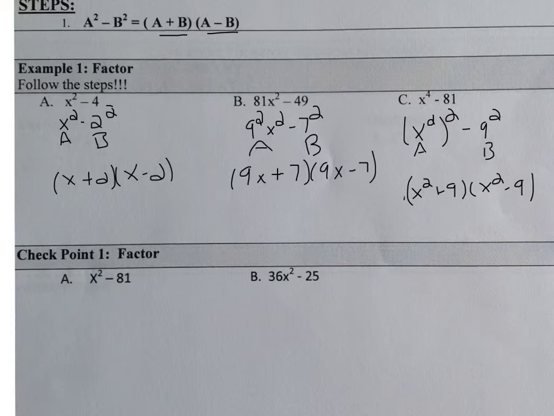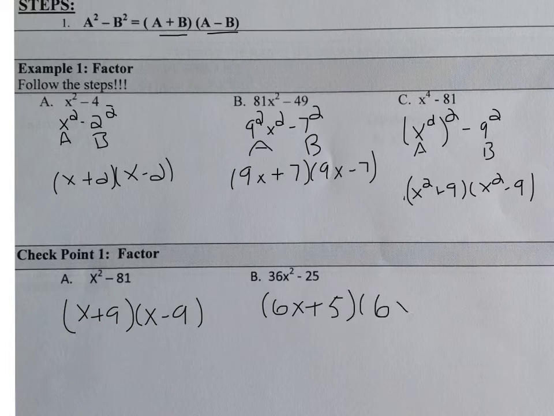Do your checkpoints here. Pause here. When you come back, I'll give you the answers. The answer to checkpoint 1A is x plus 9, x minus 9. And the answer to checkpoint 1B is 6x plus 5, 6x minus 5. Let's move on to the next page.